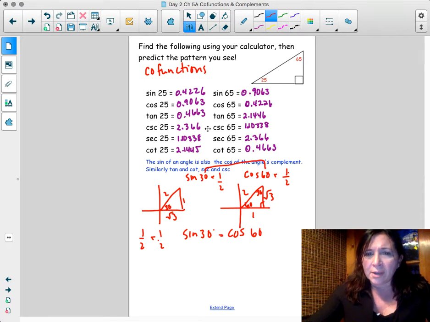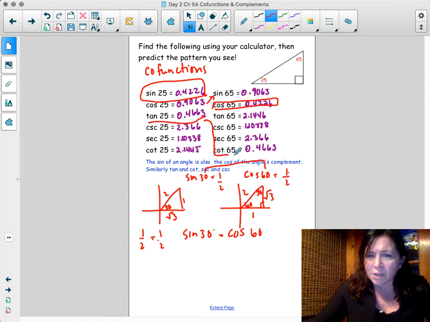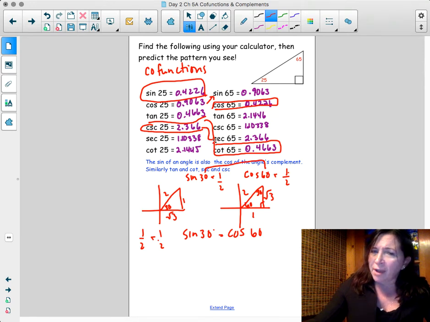Likewise, when I'm working these out, you'll notice that, see here, sine of 25 degrees should be the same as cosine of 65. Those are what we call cofunctions. Likewise, cosine of 25 degrees is equal to sine of 65 degrees. Tangent of 25 degrees should be equal to cotangent of 65 degrees. Cosecant of 25 degrees should be equal to secant of 65 degrees.